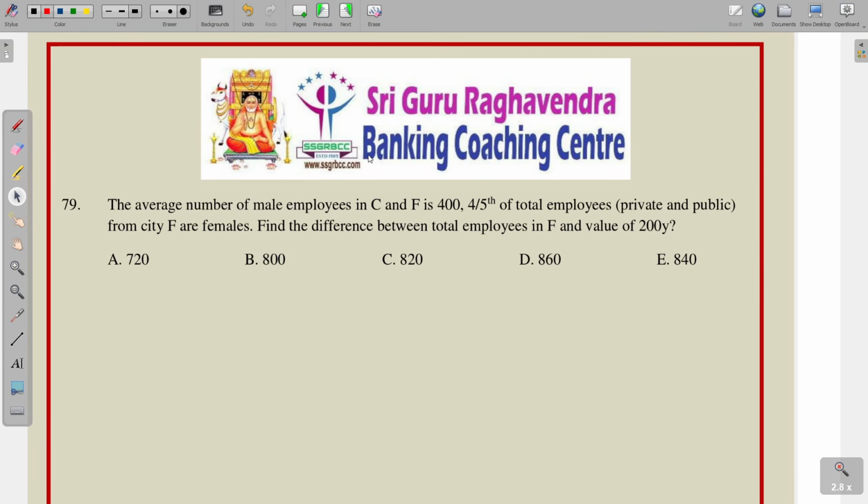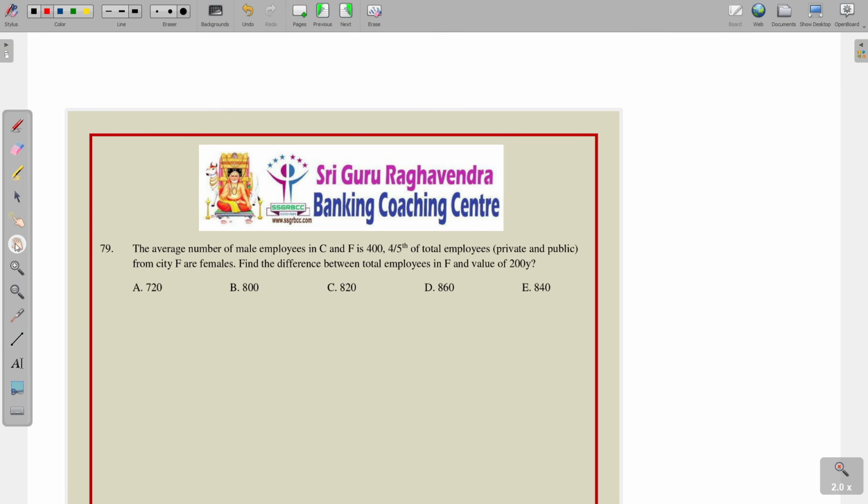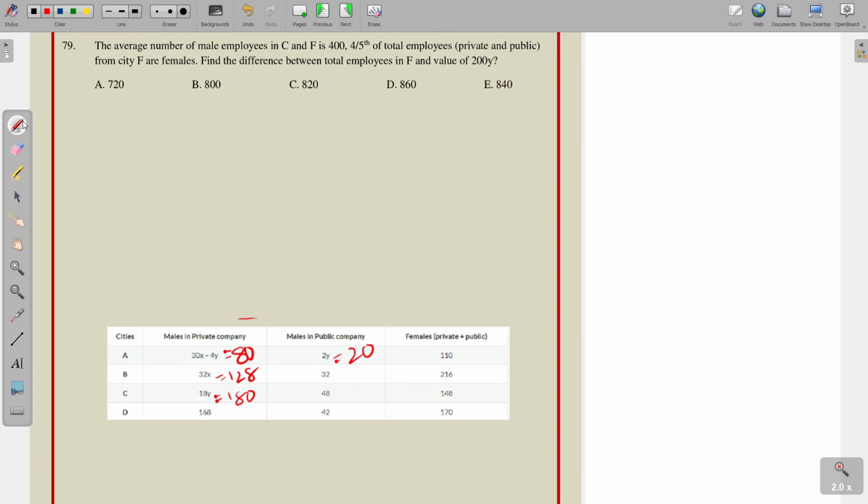Next question is the average number of male employees, male C plus male F. Average 400 means total 800. In that, male C is 180 plus 48, which is 228. So the remaining is 572, total 800, which means male F is 572.